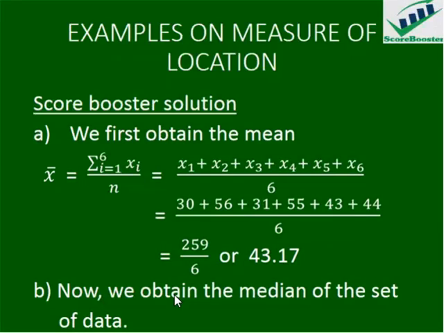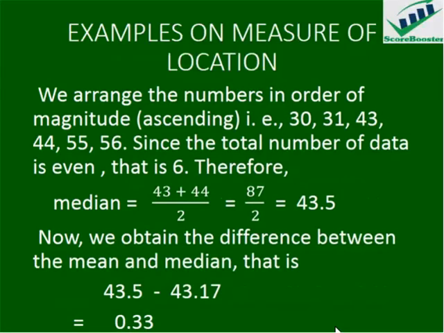So now we obtain the median because we want to see how large the median is than the mean. We obtain the median of the set of data. If you are conversant with the topic measure of location, you know the first thing we do is to arrange the numbers in order of magnitude, either ascending or descending. So here we choose to arrange in ascending order, that is from lowest to highest. So the lowest number is 30, followed by 31, followed by 43, up to the highest, which is 56. So we have arranged the numbers in the order of magnitude.